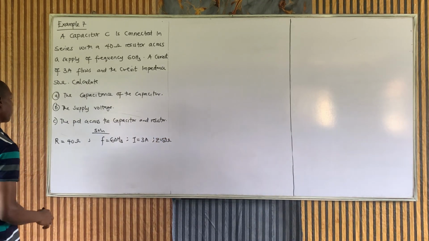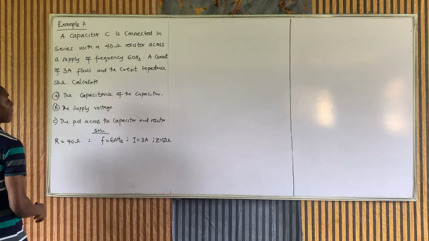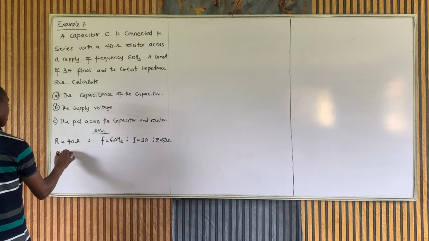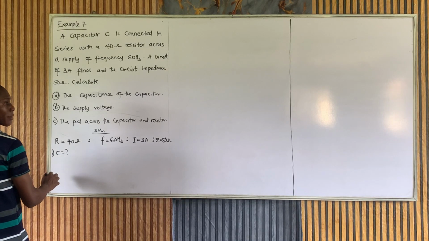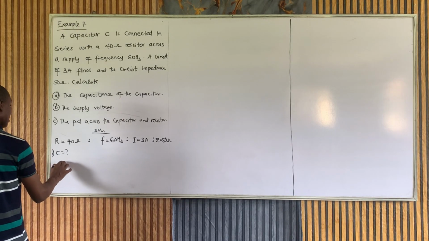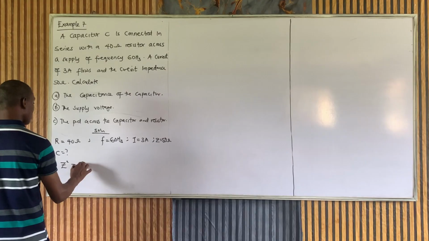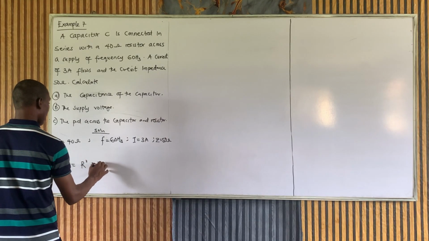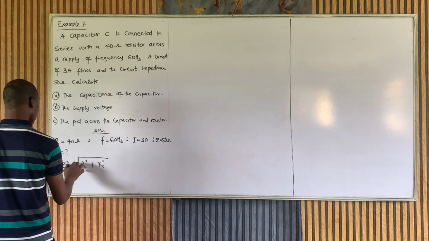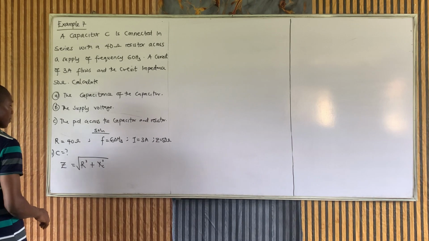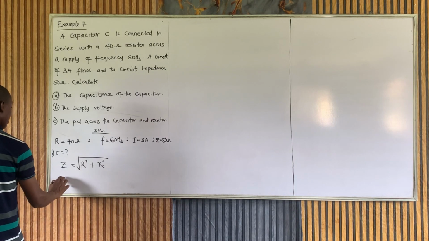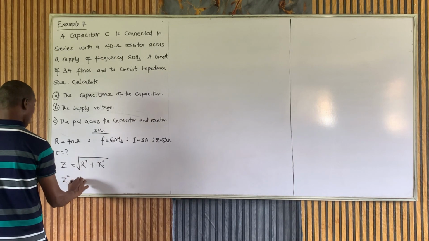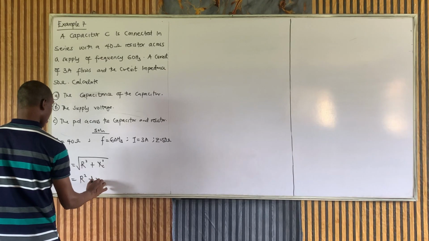Okay? So firstly, we want to get the capacitance of the capacitor. So we are looking for C first. To get that, we need to get our XC. We know that Z equals the square root of R squared plus XC squared. So remove the square root here. So we can say Z squared is equal to R squared plus XC squared.